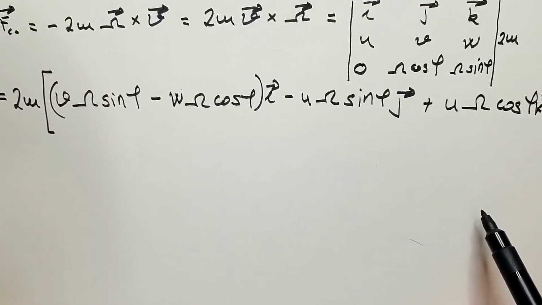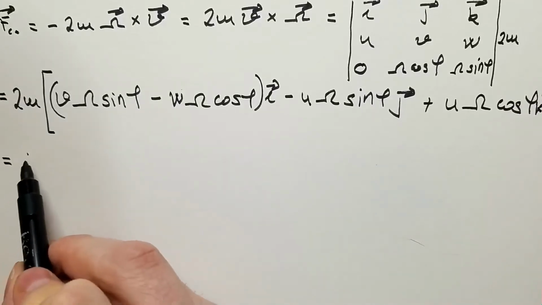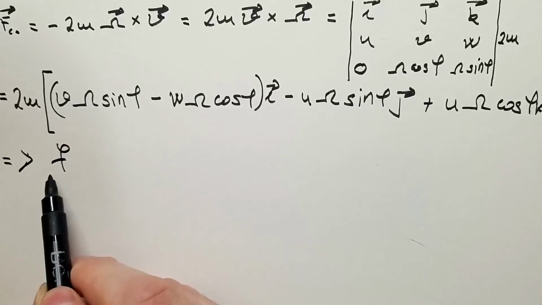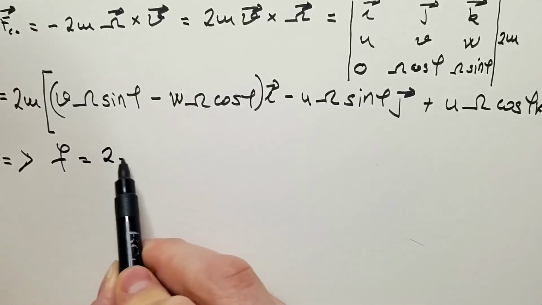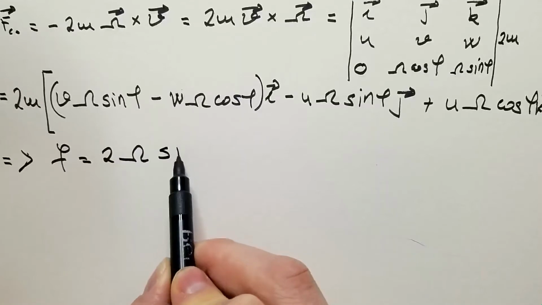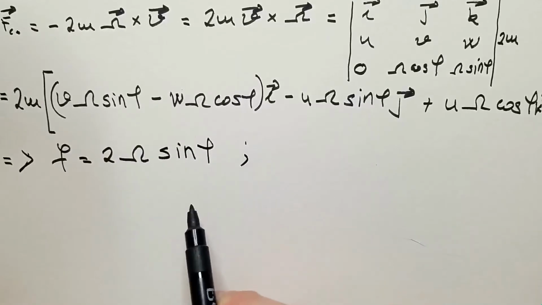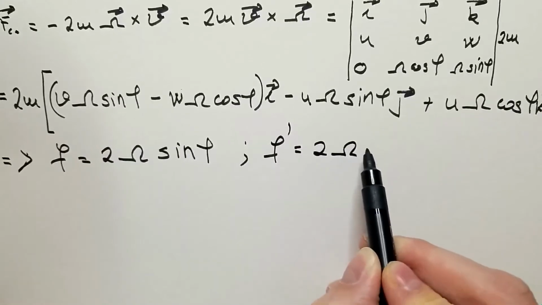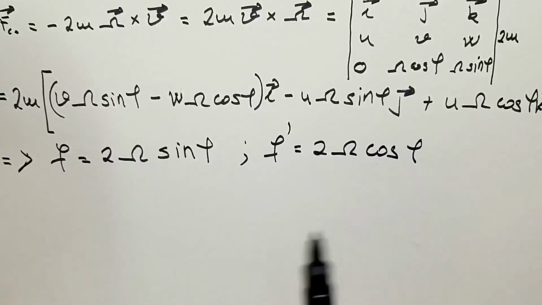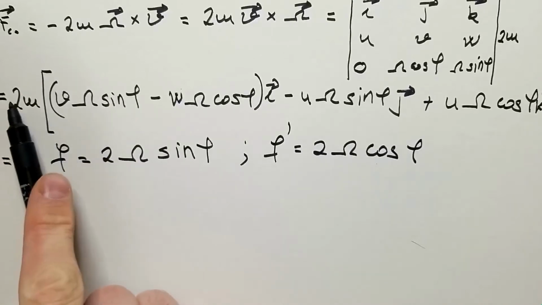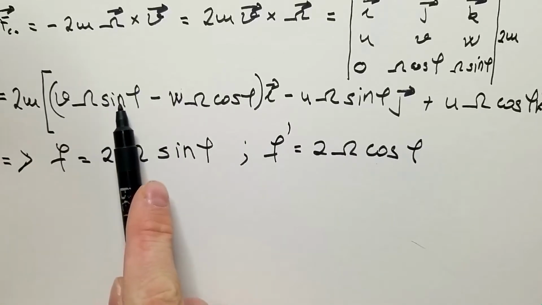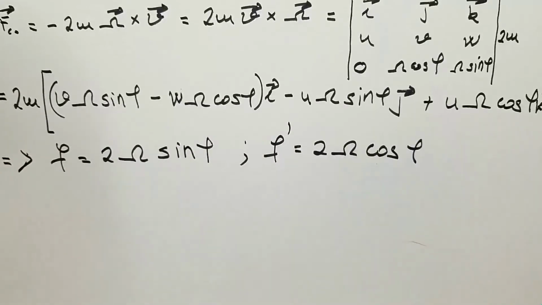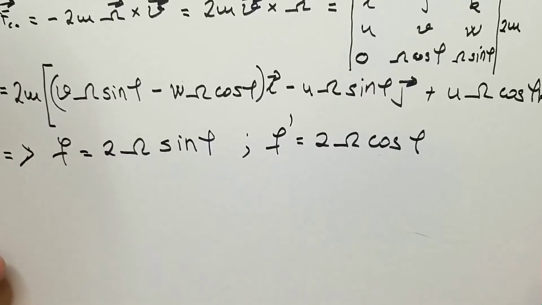Okay, I hope you can see all that. Now I will introduce a substitute f that is equal to 2 omega sine phi, and another substitute called f prime that is 2 omega cosine phi, because you can see that 2 omega sine phi and 2 omega cosine phi are in all these terms, so it is useful to introduce these substitutes.